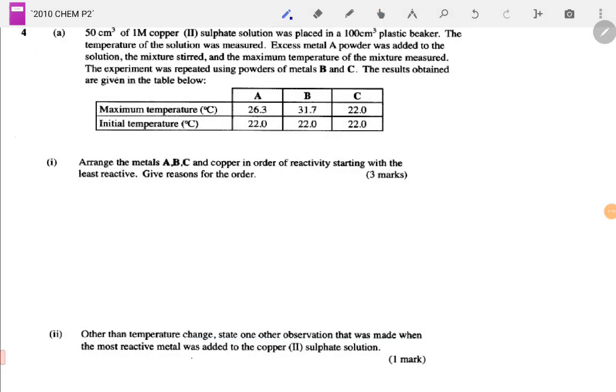Question 4, part A. But just a moment, we need to refer to something first before we embark on part A of question 4.